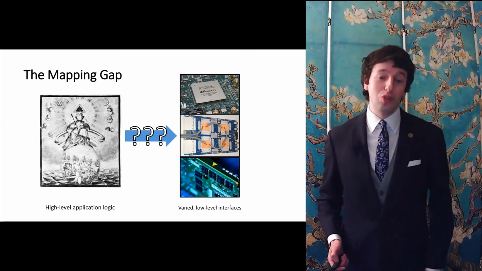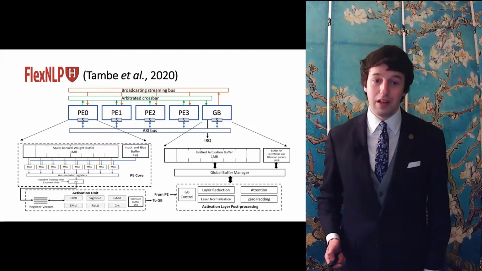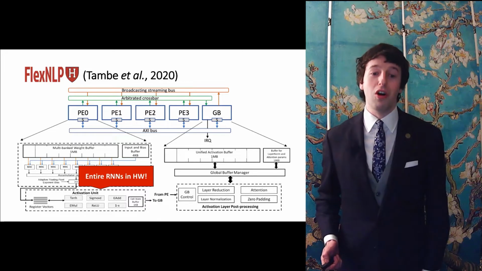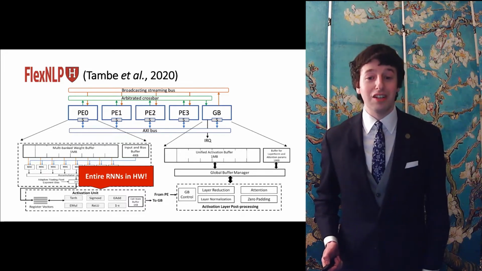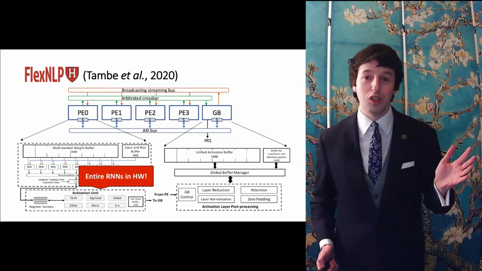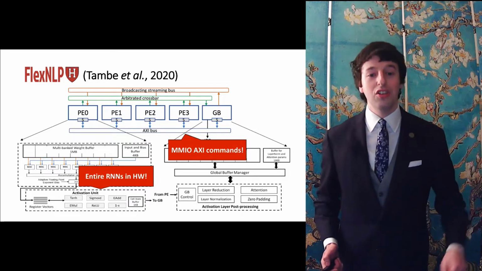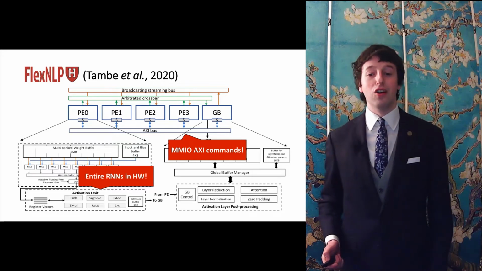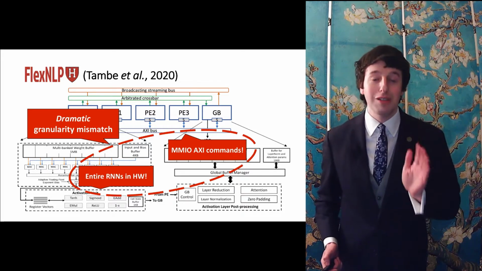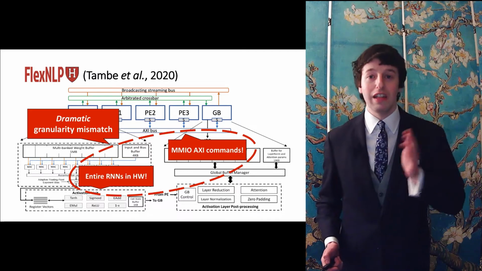And to get a sense of how tricky that mapping can be, let us consider our motivating example, FlexNLP. FlexNLP is designed to accelerate natural language processing tasks. It implements entire recurrent neural networks in hardware. Where most deep learning DSLs express models in terms of individual tensor operations, a single FlexNLP operation corresponds to an entire model. Additionally, FlexNLP is programmed using AXI commands over memory mapped I/O with a custom protocol to assign values to buffers.